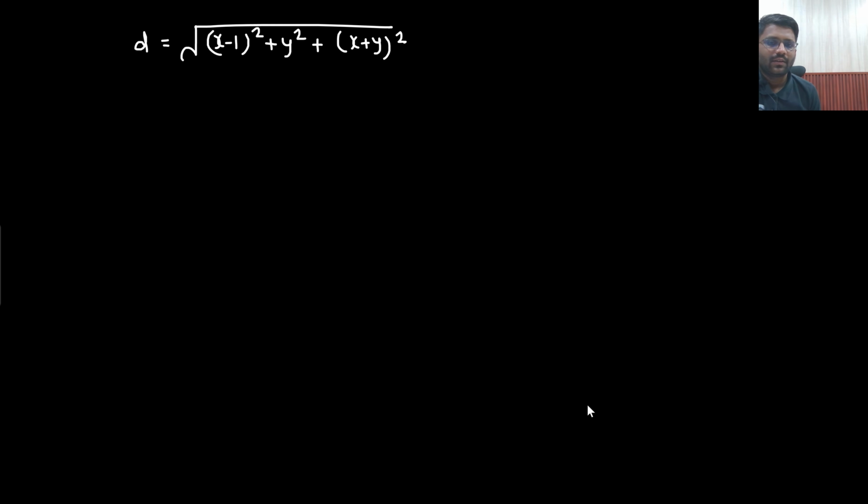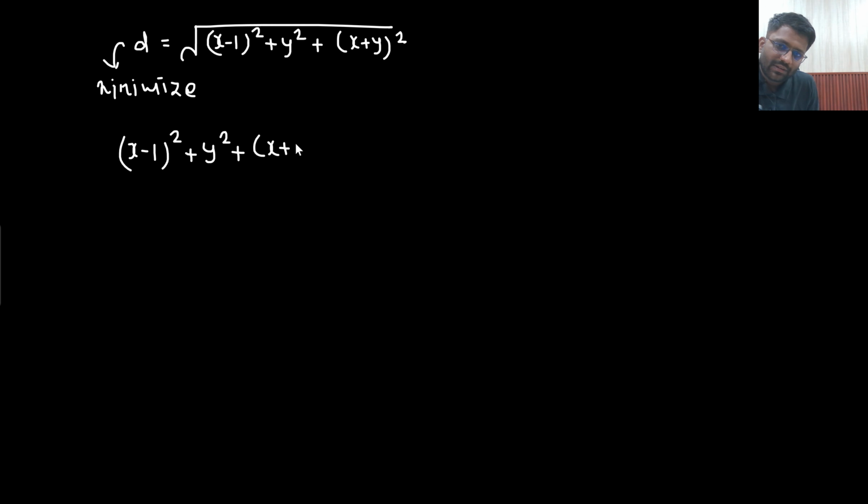Understandable? Now I need to minimize this d. If I minimize this expression, then also it is fine, no? Like basically 3 is greater than 2, so the square root of 3 is also greater than the square root of 2. So I need to minimize this whole expression. Why do I need to care about the square root? So what if I minimize this function only? Let's minimize this function. If this is minimum, then d will also be minimum, right? So I will be minimizing this function.